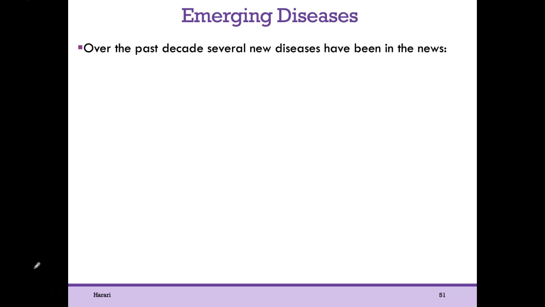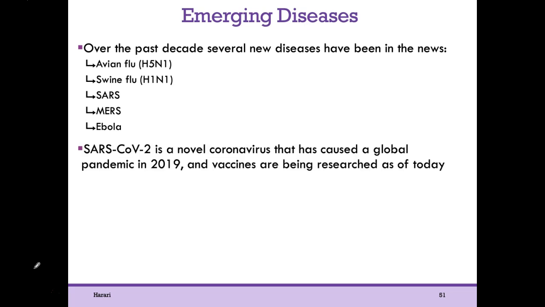So over the past decade, several new diseases have been in the news. You might have heard of H5N1, also known as avian flu, or H1N1 swine flu. Then we had SARS, then we had MERS, we had an Ebola outbreak, and of course the one that's most recent is SARS-CoV-2, which is a novel coronavirus, very much like SARS and MERS, that was called a global pandemic in 2019. We still have vaccines being researched.